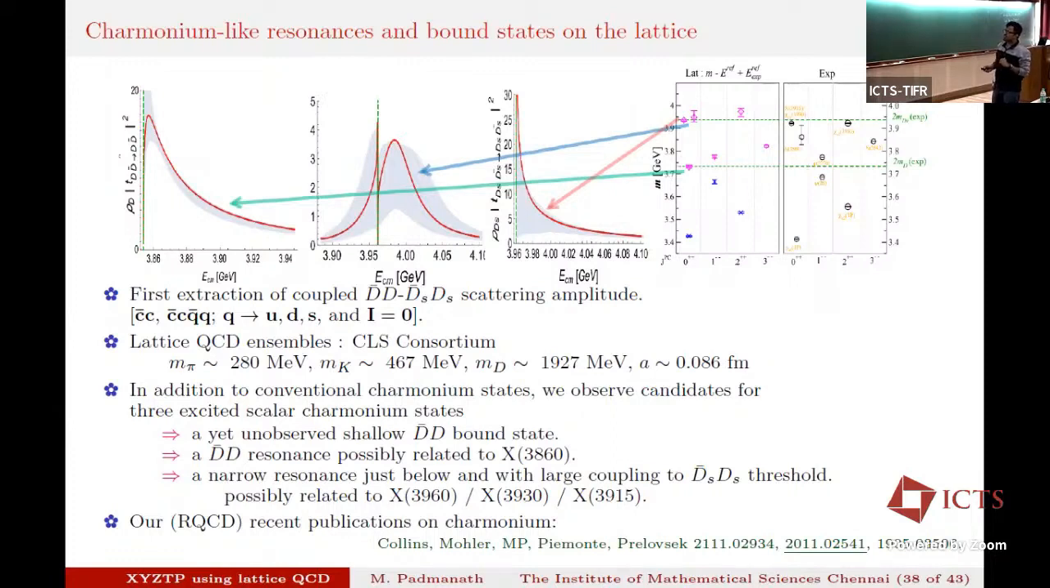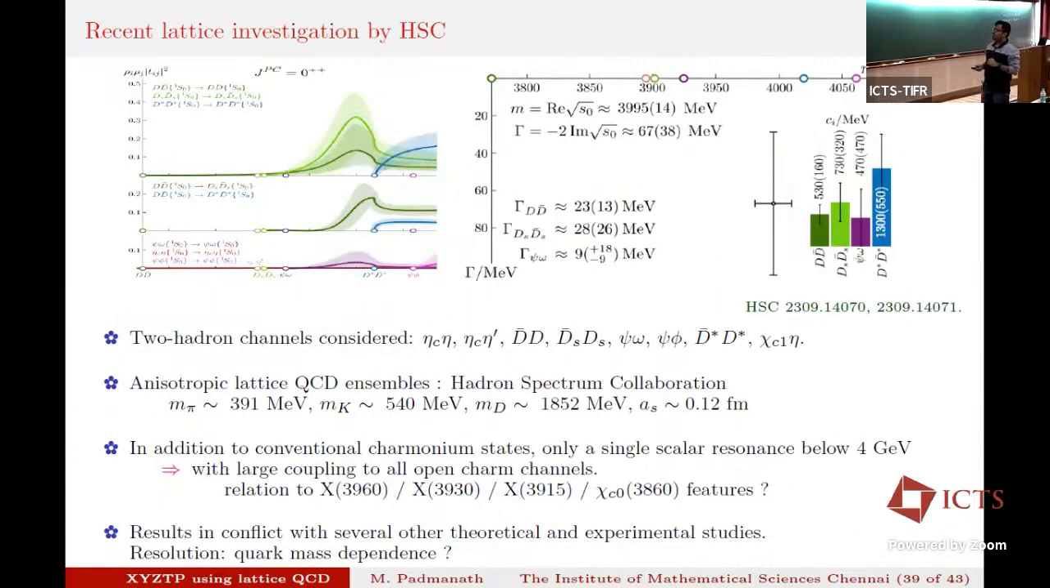In fact, these calculations were done on just 2 ensembles with not so very state-of-the-art lattices. The spacing is 0.086, but yeah. There is a recent calculation from the HADRON Spectrum collaboration. This calculation is way more rigorous than our own, I would really admit that, but the calculation was done on a much coarser lattice and at a relatively heavier pion mass.